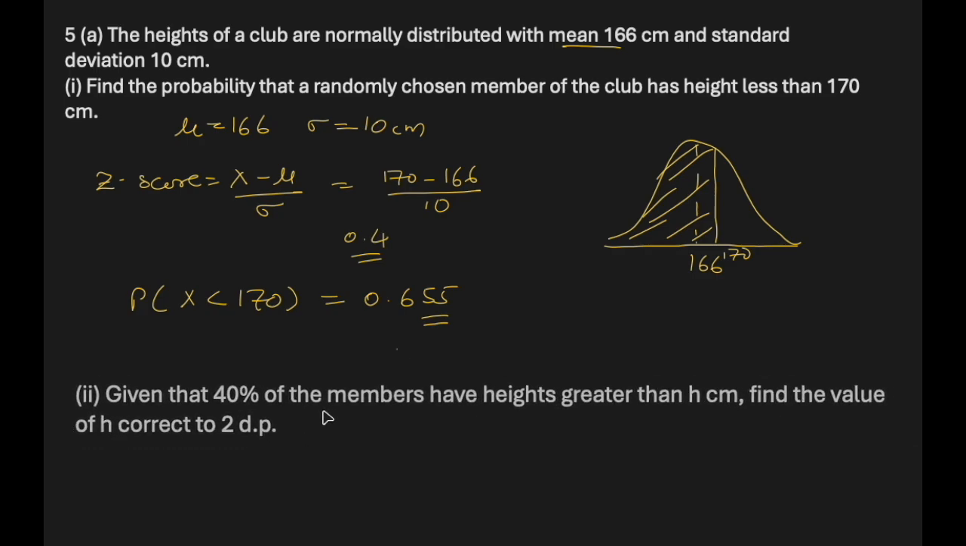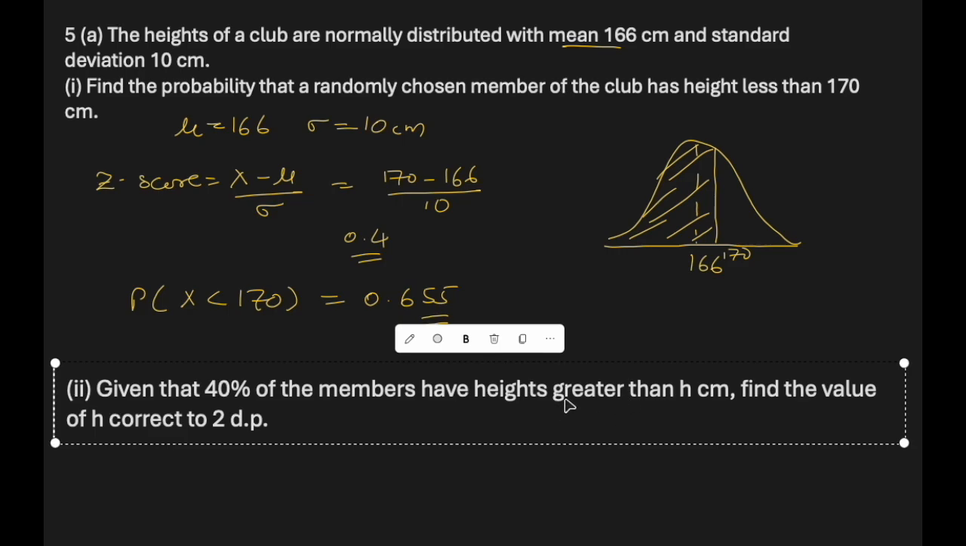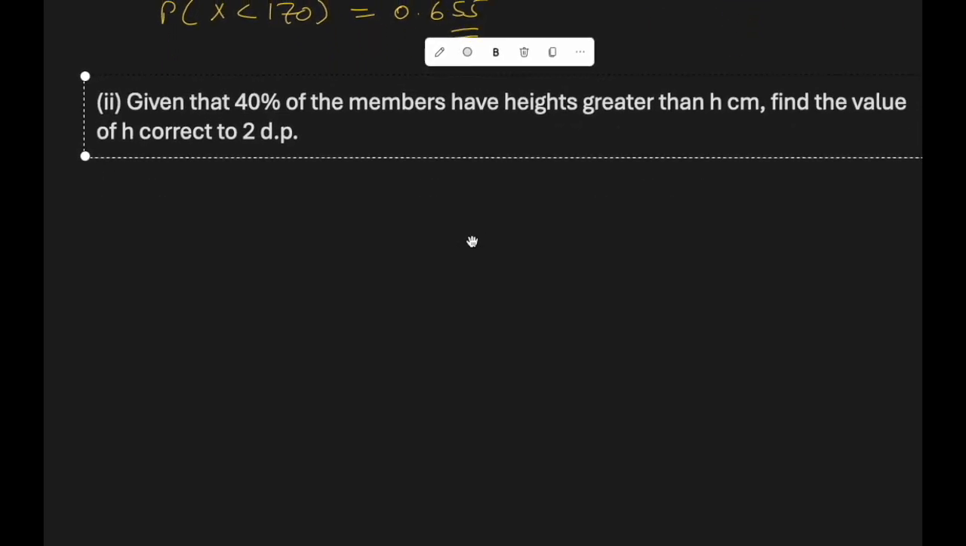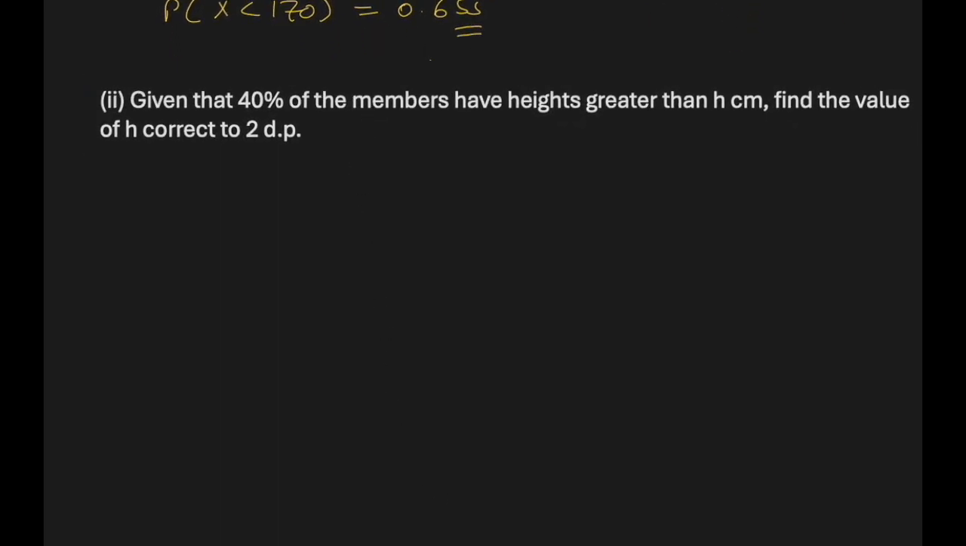Given that 40% of the members have heights greater than h centimeters. So let me redraw this for this particular part. So 166 again, and greater than h centimeters is 40%. We know this is 50%, more than the mean is 50%. That means the height h is somewhere here, and this is 40%, 0.4 as the probability. Find the value of h correct to 2 decimal places.